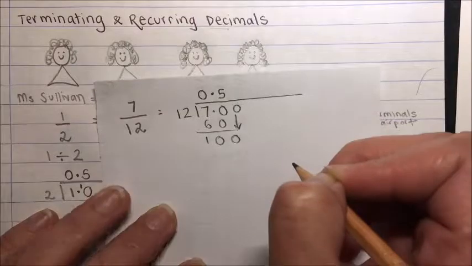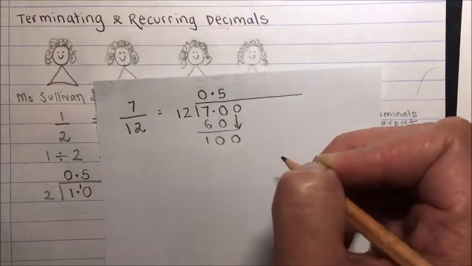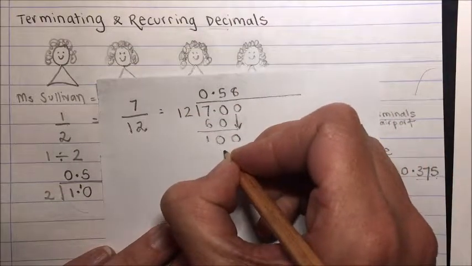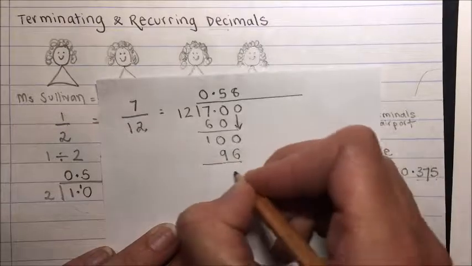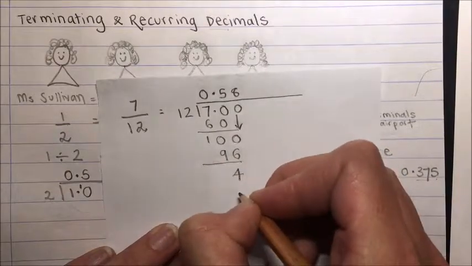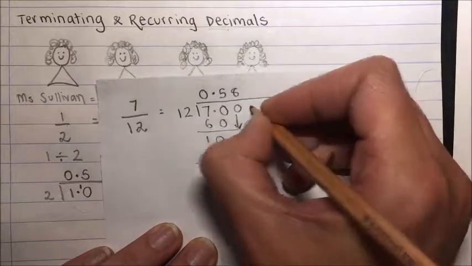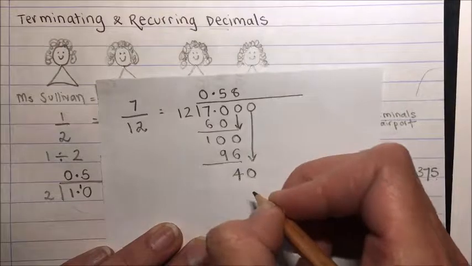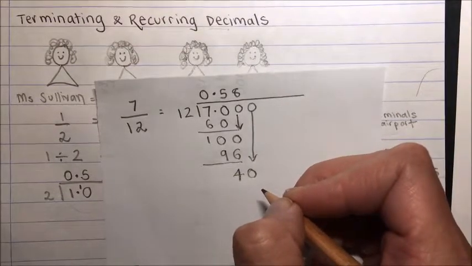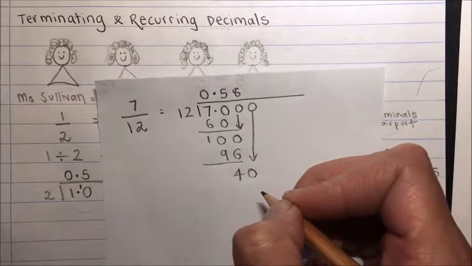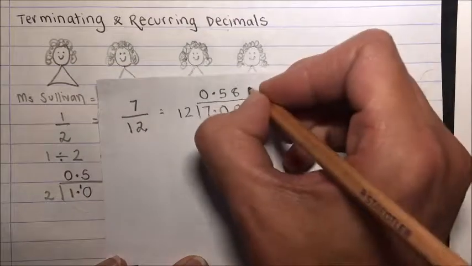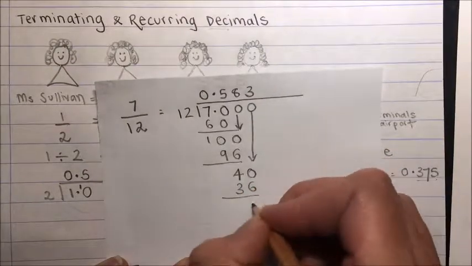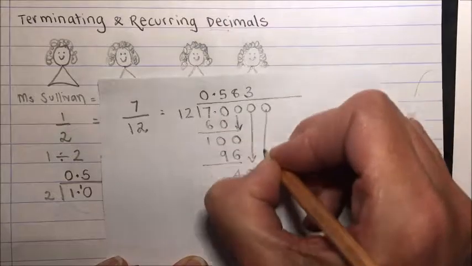12 into 100 goes 8 times. 8 times 12 is 96. 100 minus 96, I've got a remainder of 4. Okay, so I need another 0, and I'll bring my 0 down. 12 into 40 goes, sorry about this, I'm having phone issues. Okay, 12 into 40 goes 3 times. 3 times 12 is 36. 40 minus 36 is 4. Add another 0, bring it down.